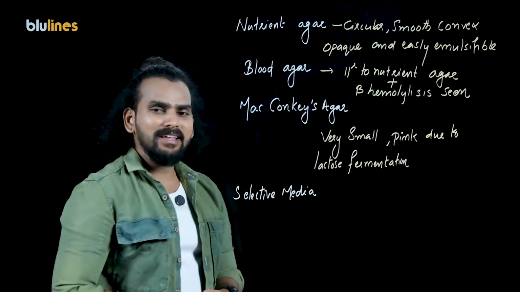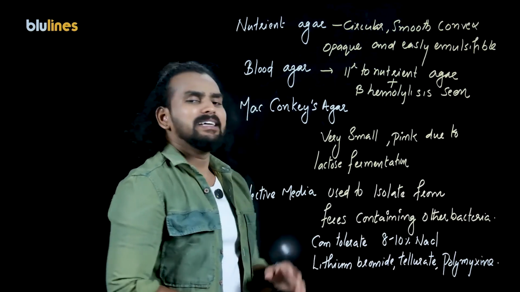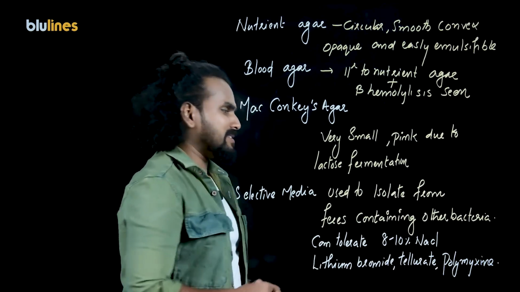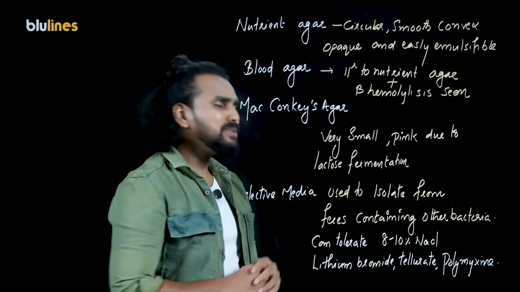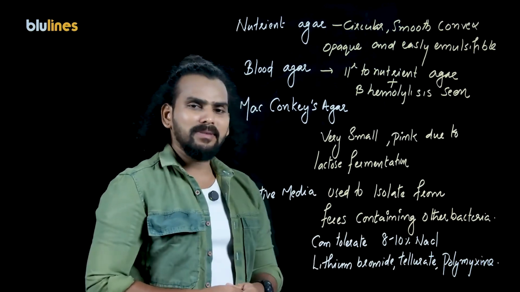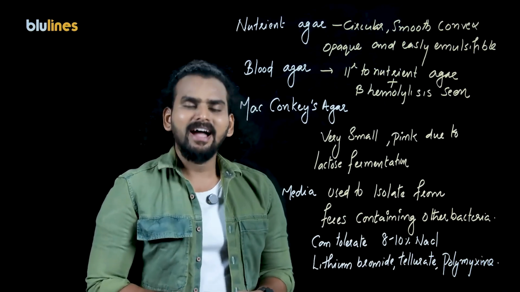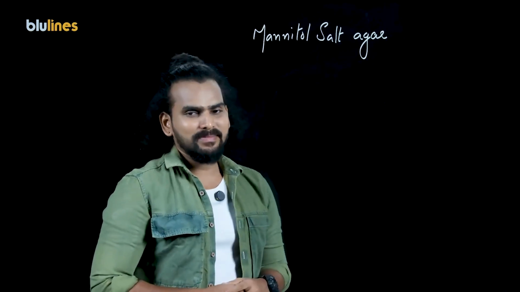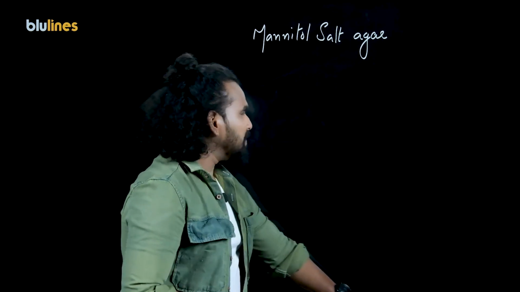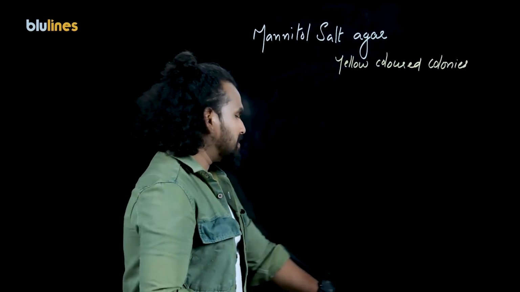And selective media are also used to isolate Staphylococcus from samples like feces that contain other bacteria. Staphylococcus can tolerate 8 to 10% NaCl, then lithium chloride, then tellurite, then polymyxin. Addition of these compounds makes them selective. Then the mannitol salt agar. It is both a selective and indicator medium that contains nutrient broth, 1% mannitol, then 7.5% NaCl, then phenol red as indicator. Then it produces yellow colored colonies in mannitol salt agar.